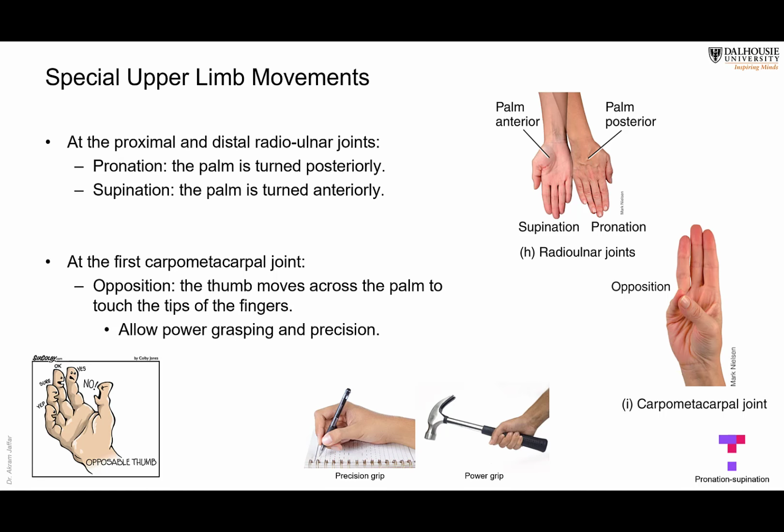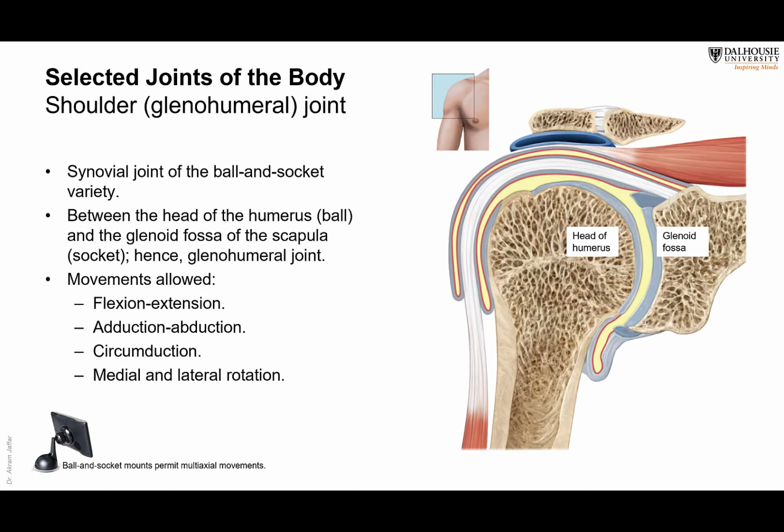So when you say opposition, there is no other opposition in the body except in the thumb. When you say pronation and supination, it's only in the forearm, okay? These are special movements. Now let's take another example here, which is the shoulder joint, or the glenohumeral joint, another name for it.